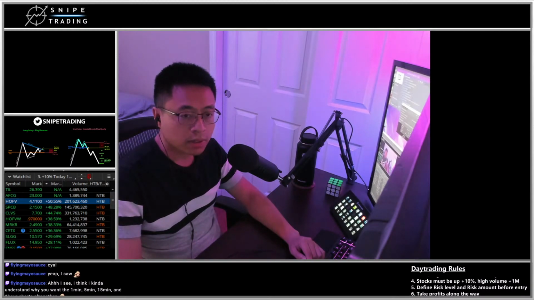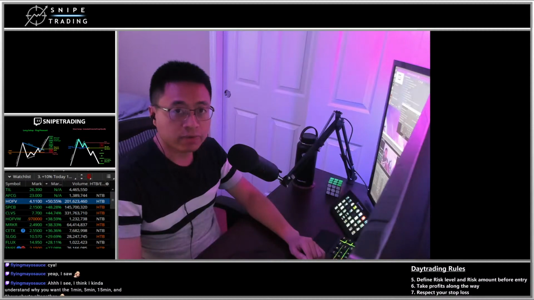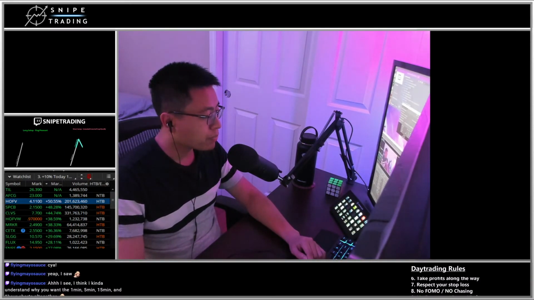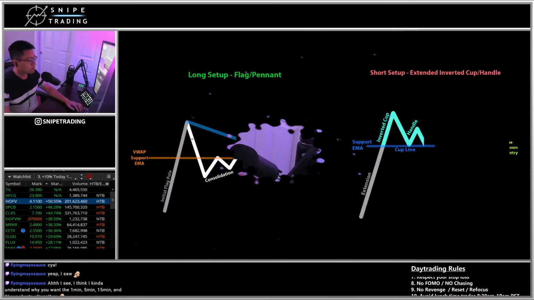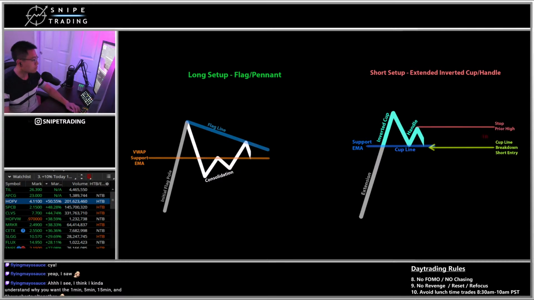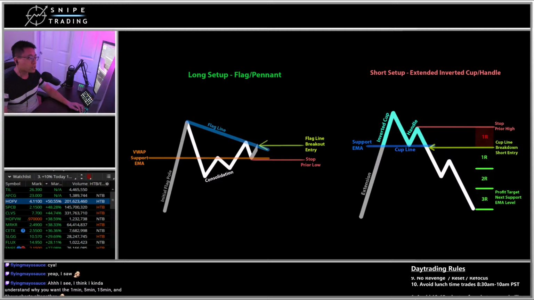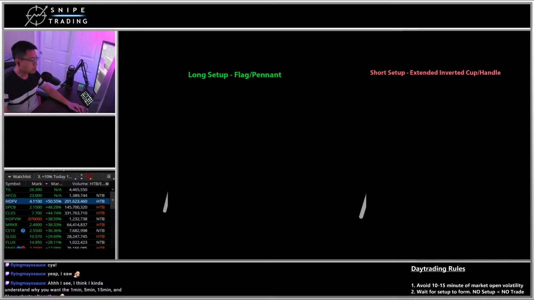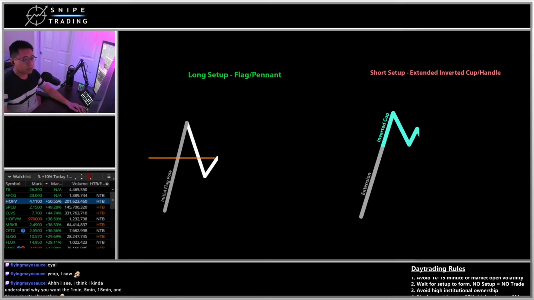So today's topic is the 9 EMA, the 9 exponential moving average, and how it plays a role in my strategy. Just a reminder, these are the two strategies that I look for day in and day out in the stock market, usually trading stocks below $20, smaller cap stocks: the long flag pennant, and the short setup, which is the inverted cup and handle.